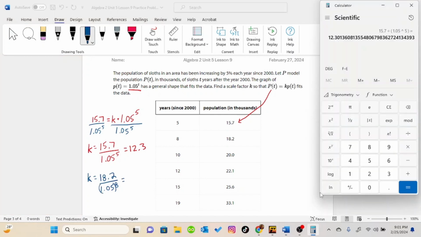So now we'll put this in the calculator, 18.2 divided by 1.05 to the power, oops, let me retype that, 18.2 divided by parentheses 1.05 to the power of 8. Close parentheses and hit equal. And if you notice, our answer again is approximately 12.3.